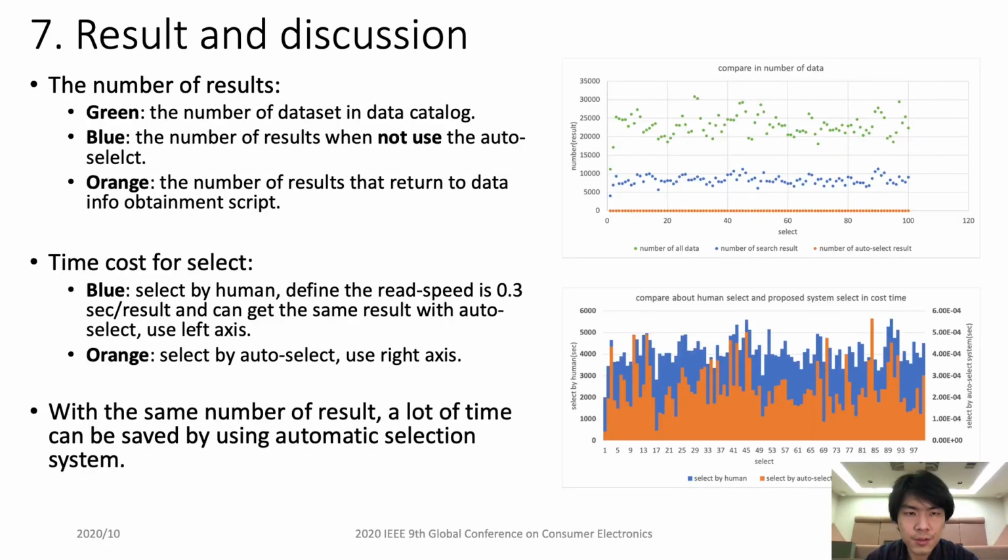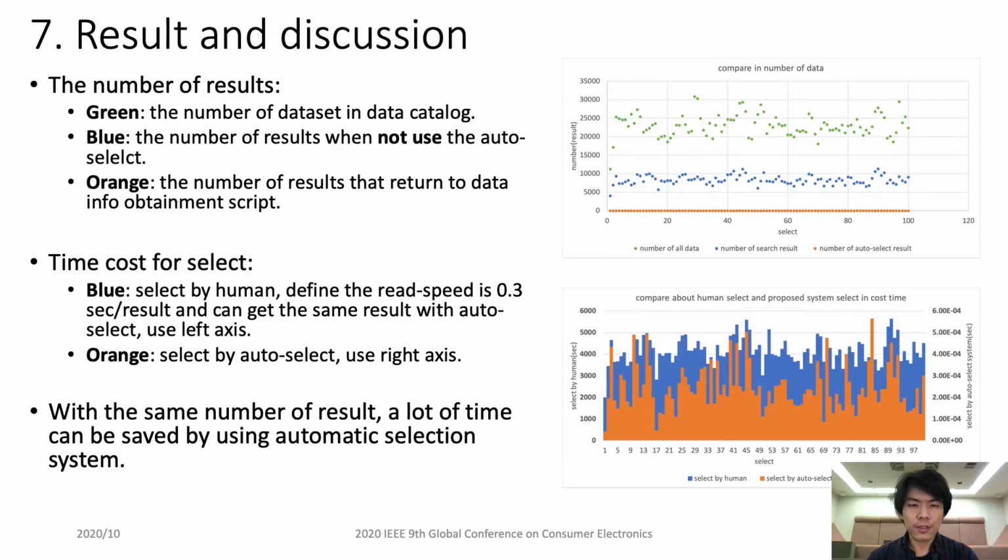From the experiment, we get some results. The upper figure is about the number of results. The green point shows the number of datasets in the data catalog, the blue point shows the number of results without using auto-select, and the orange point shows the number of results returned to the data info obtainment script. The lower figure compares time costs of human select and auto-select.